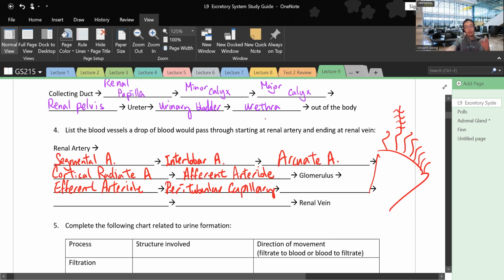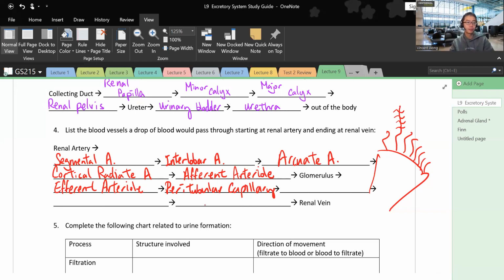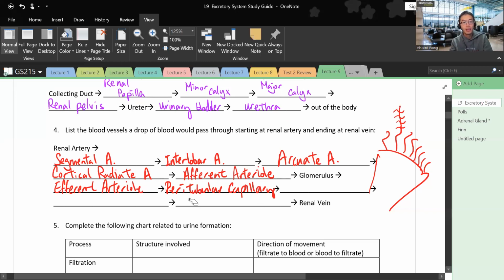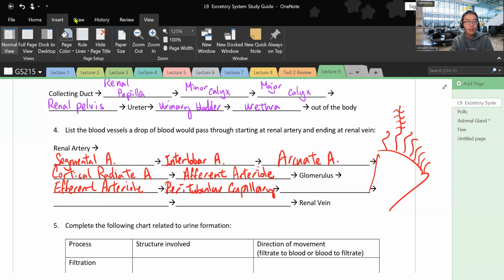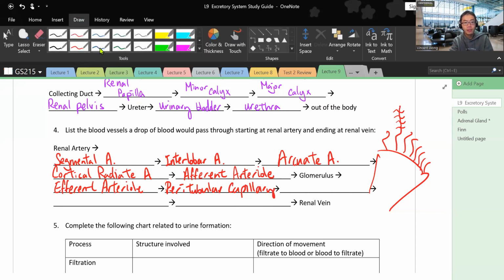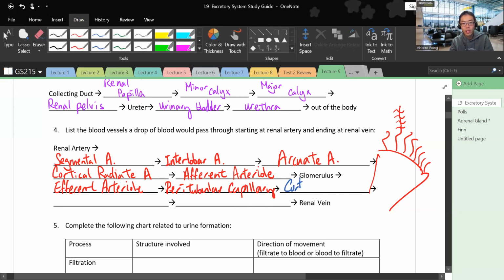So if you think about it, it actually is like this. It's like artery, capillary, artery, capillary. It's two capillary networks that are linked together in close proximity, right? One after the other. Okay, so after the peritubular capillary, we are on our way out. Right, we have the cortical radii vein. Okay, so CRA, and then now we have the CRV. And then we just copy it backwards, right?